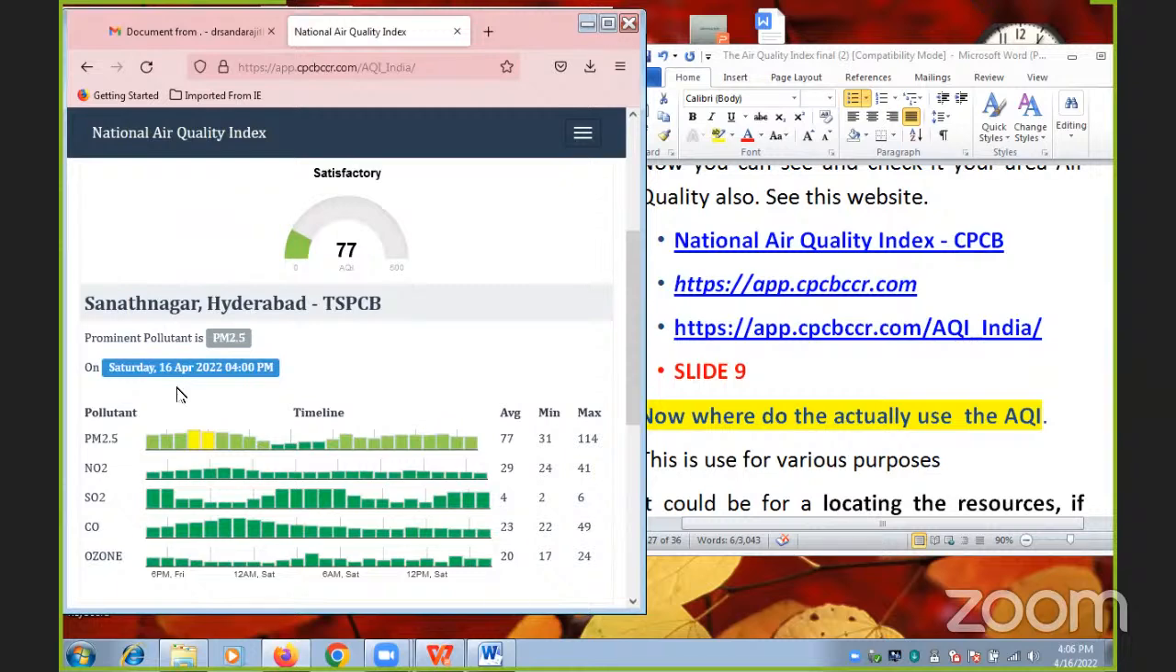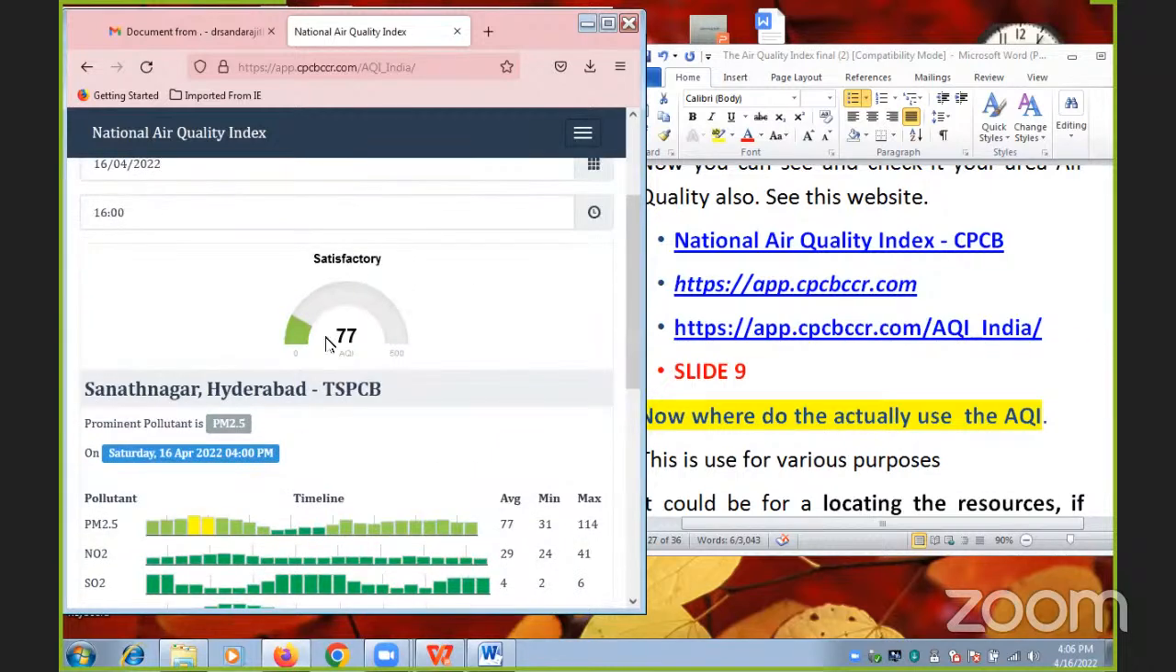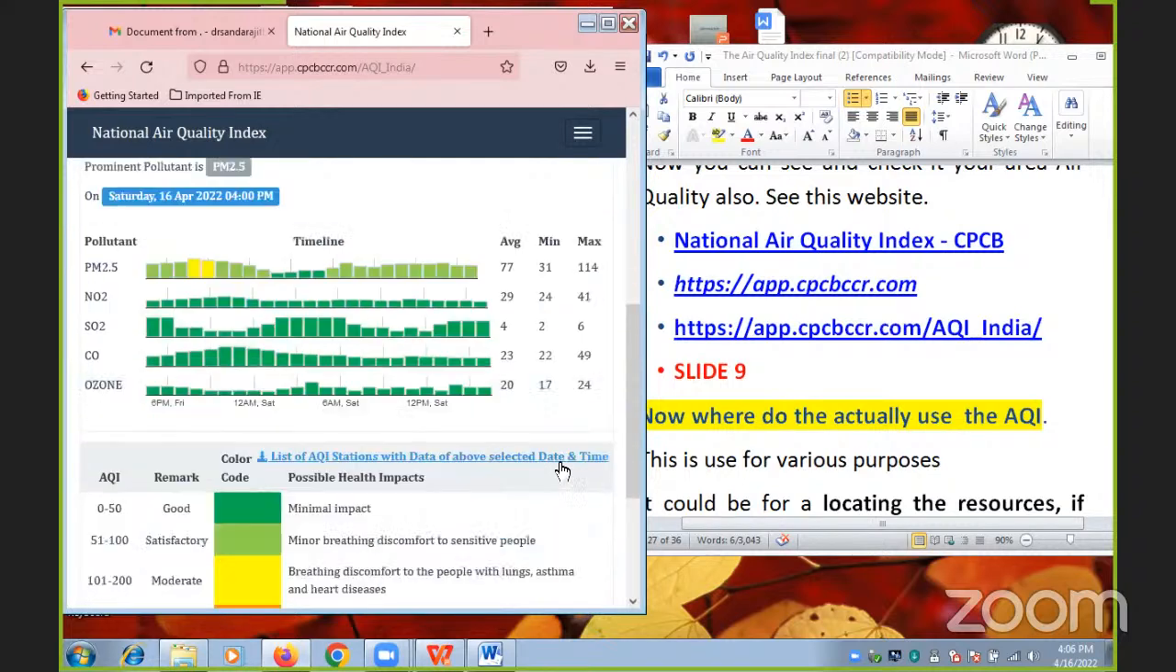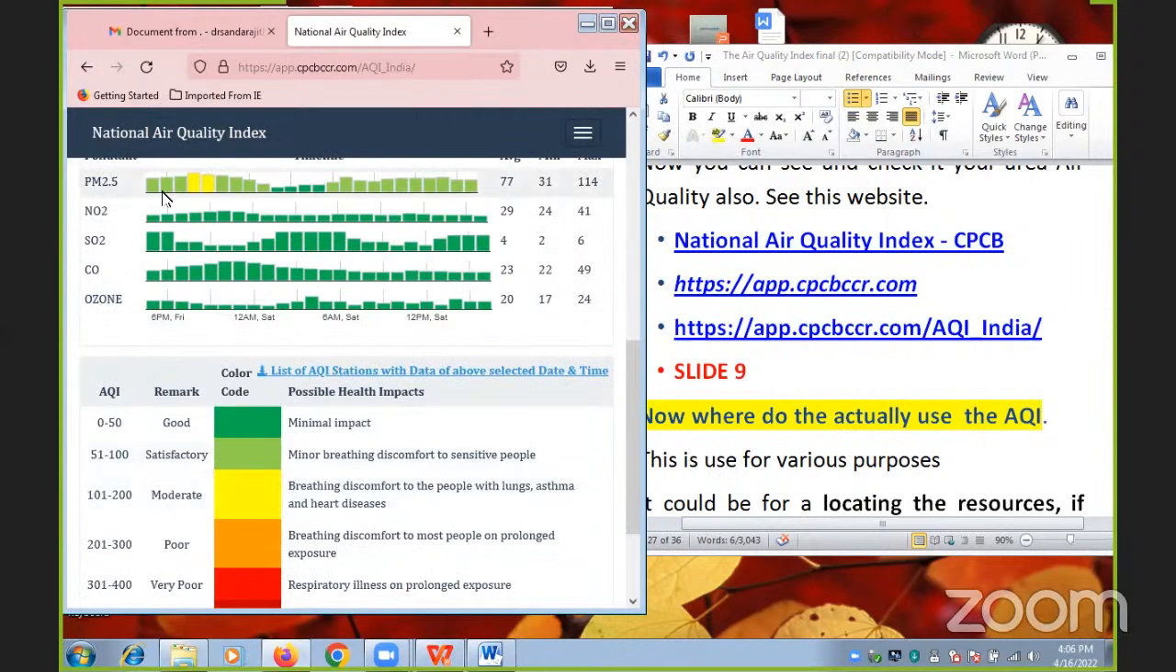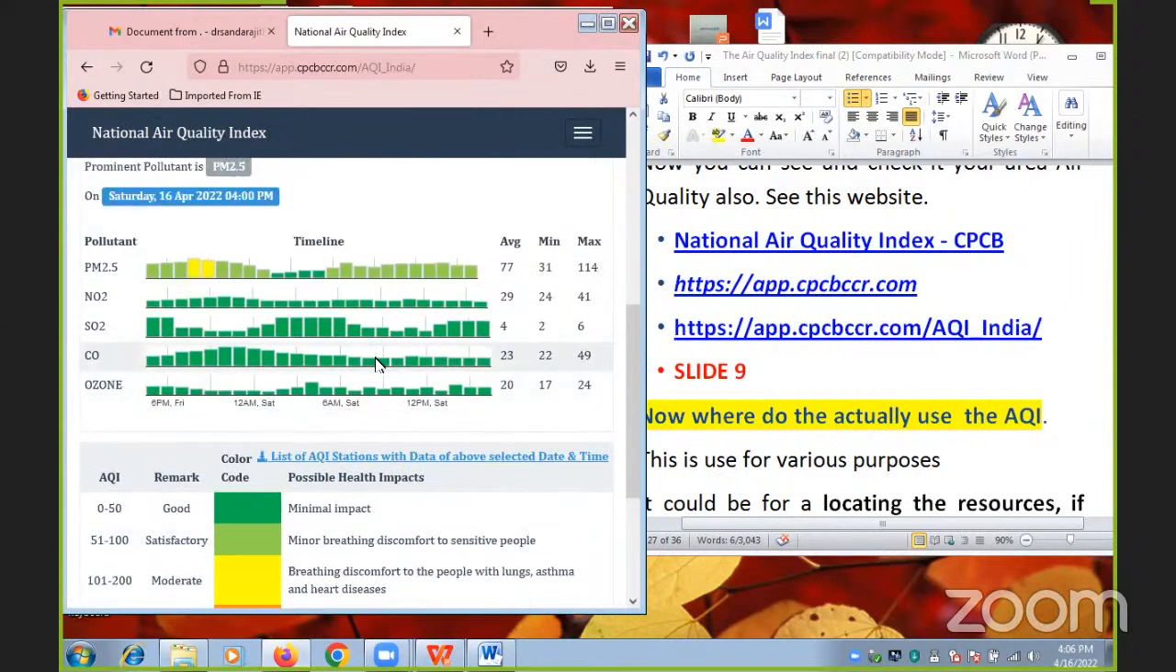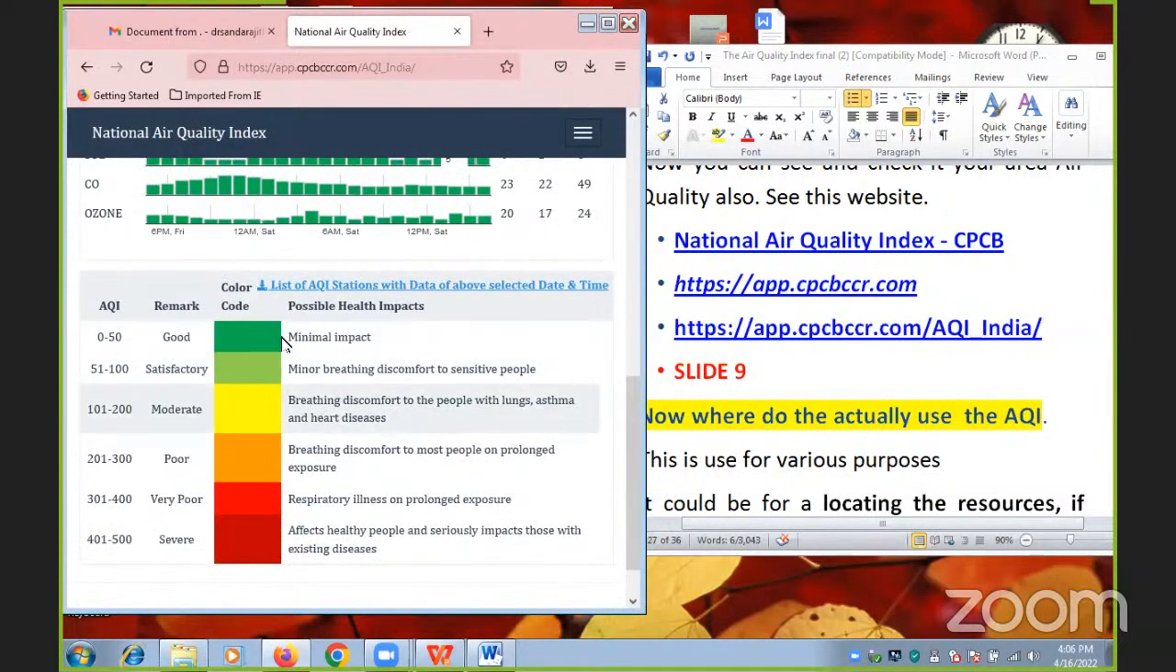So you see here, Saturday 16th April 2022, 4 p.m., right? So the AQI is 77, so that is satisfactory, right? So you see here PM 2.5, NO2 and SO2 levels here, average, minimum and maximum, and CO, carbon monoxide. And ozone, right? So you see here, same.